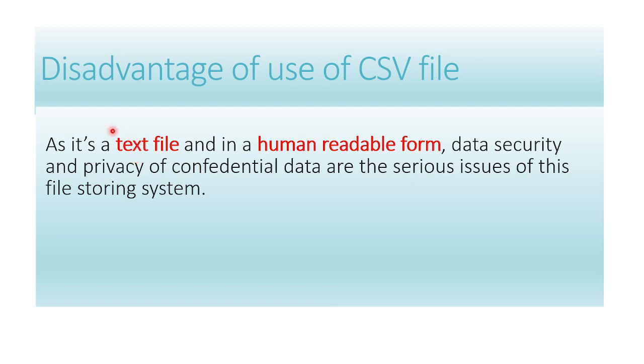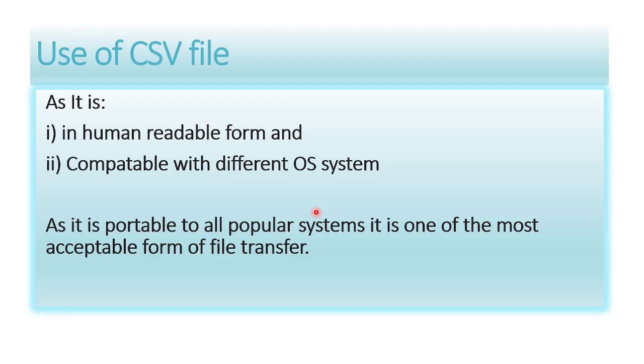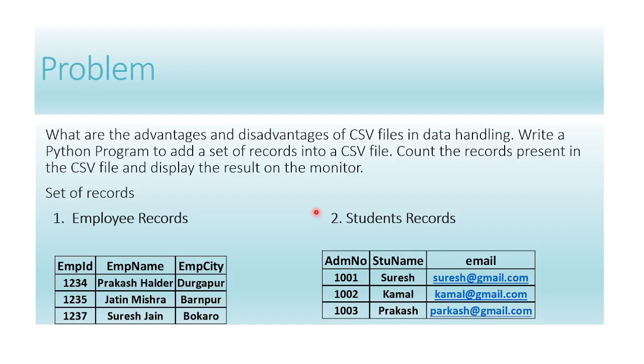But since it is a text file and in a human readable form, data security or privacy of confidential data is a serious problem for this file system. With these two points, I think you have got the idea of where to use CSV file. Since it is human readable and compatible with different operating systems, it is portable and most often used for file transferring by common people for common uses.